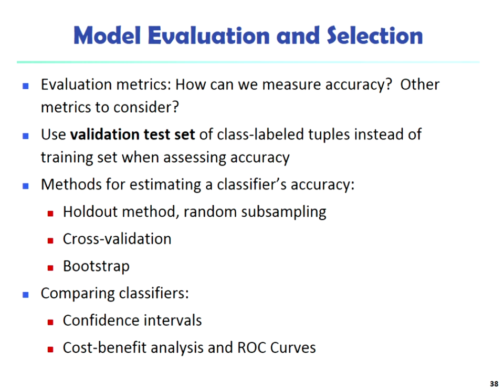So evaluation metrics, the question is how can we measure accuracy? There are other metrics to consider. We can use a validation test set of class-labeled tuples instead of the training set when assessing accuracy. And there are many methods for estimating classification accuracy: holdout method, random subsampling, cross-validation, bootstrap, etc. And also we can make comparisons between classifiers using confidence intervals, cost-benefit analysis, and ROC curves.